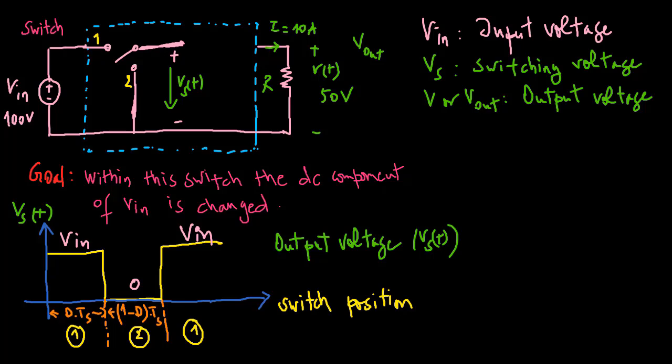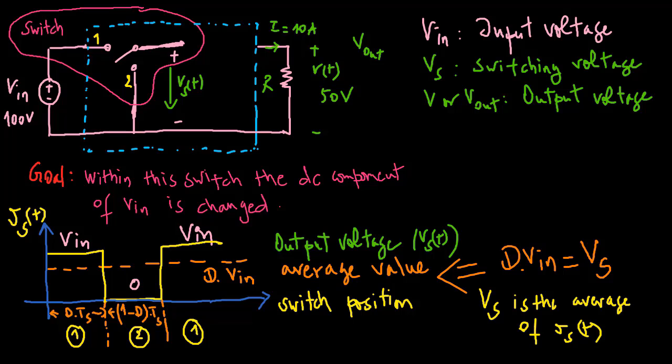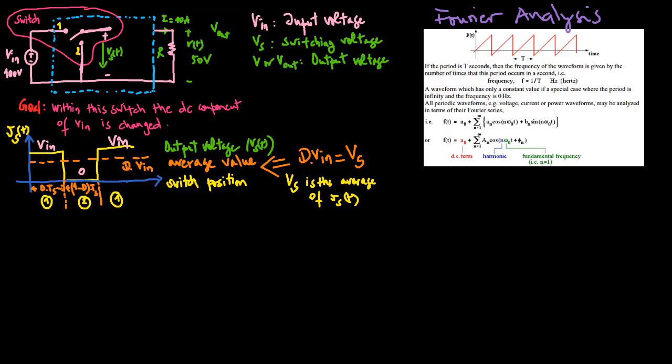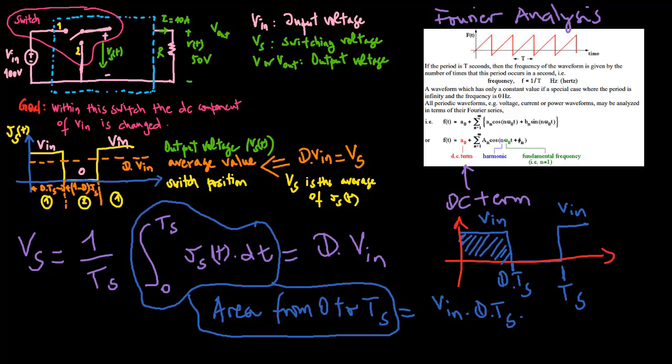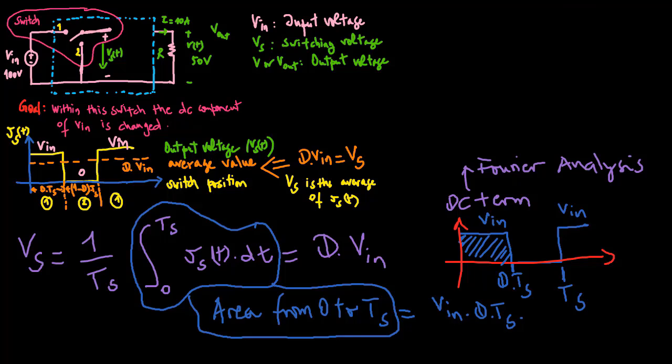In the last video, we assumed that the switch changes the DC component of the input voltage. We have also assumed that the average value of the switching voltage Vs is D times the input voltage. From Fourier analysis, we know that the DC component of a periodic waveform is equal to its average value. Hence, the DC component of the voltage Vs is D times Vg. The switch changes the DC voltage by a factor corresponding to the duty cycle D.